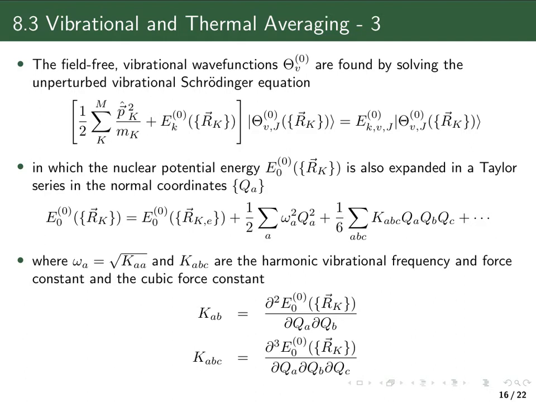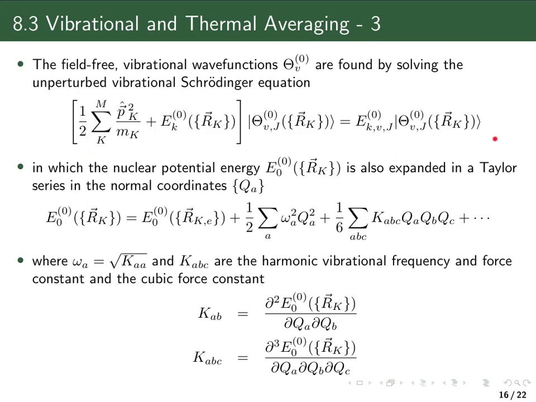Which means we get them, of course, as the solution to the field-free problem. So it's the unperturbed vibrational wave functions, no electric field perturbation. And they are found by solving the corresponding unperturbed vibrational Schrodinger equation, where here we have the kinetic energy for the nuclei, and we have the potential energy, which is the electronic energy evaluated for all kinds of geometries.